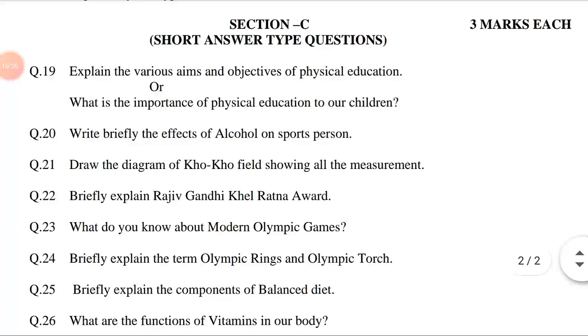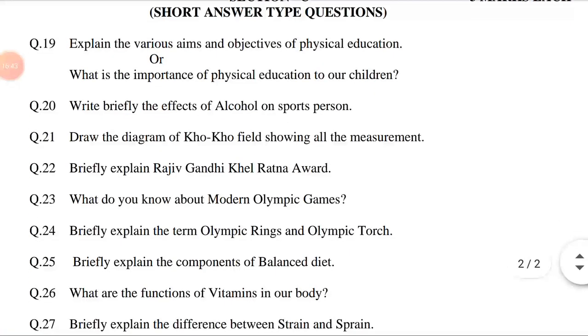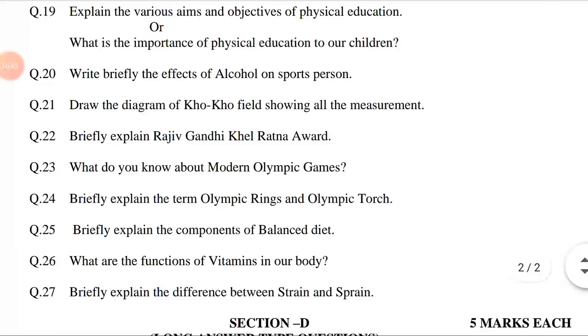Section C, short answer type questions, 3 marks each. Question number 19. Explain the various aims and objectives of physical education. Explain: to make something clear. Various means many, several. Aims: purpose, to achieve something. Objectives: goal. This question is related to chapter number 1, Concept of Physical Education.